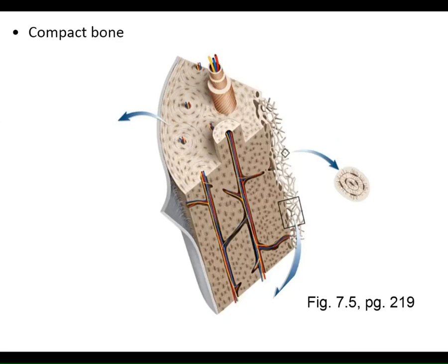Also on this model, if I tip it, you can see that this is a central canal, right? It's got a blood vessel in it. So this is a central canal over here on the side. Here's another central canal. Here's another central canal. They're running the long axis of the bone through the middle of the osteon.